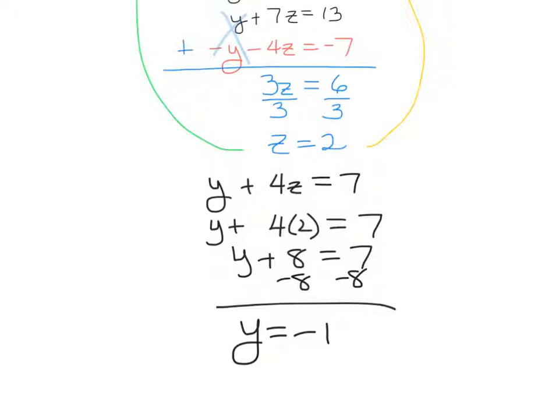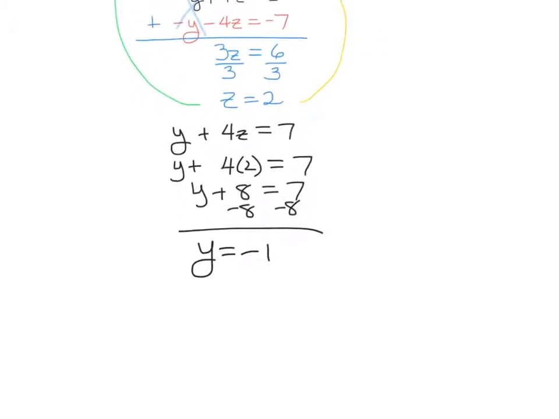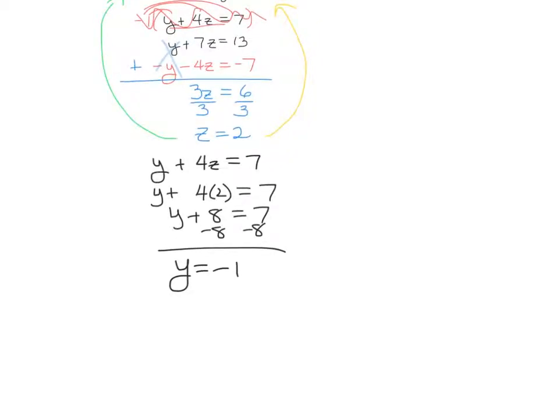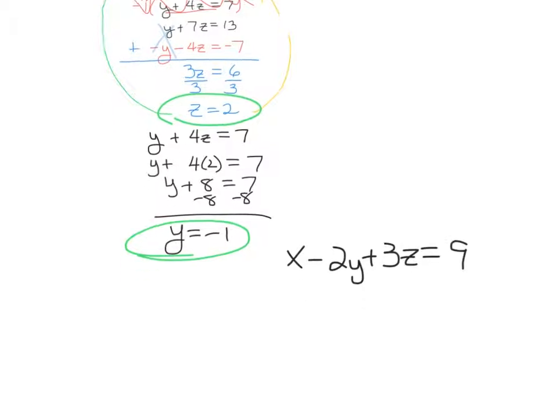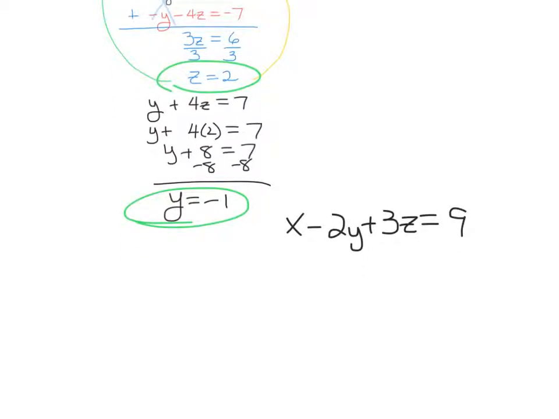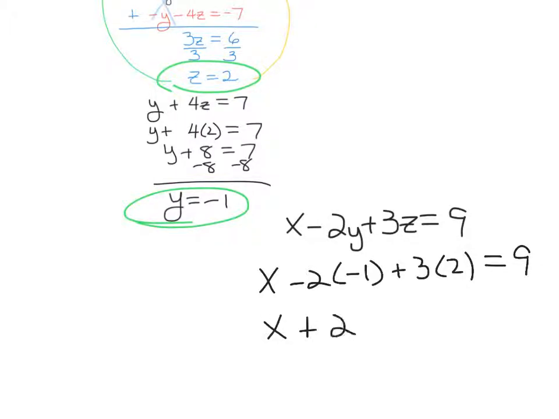So for x, I'm going back to the beginning. I'm going to plug both the y and the z into the original equation. I'm going to choose the top one: x minus 2y plus 3z equals 9. Doesn't matter which. This one looked like it was the easiest one. So the y is -1, the z is 2, and now I'm going to solve for x. x plus 2 plus 6 equals 9. Add the 2 and the 6.